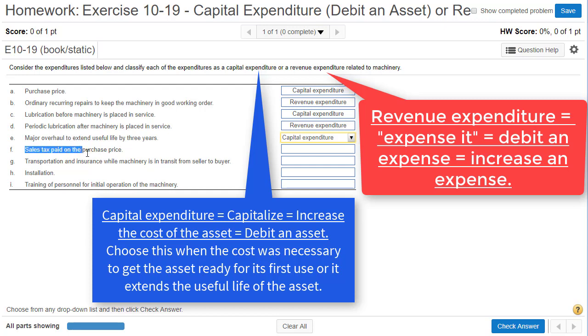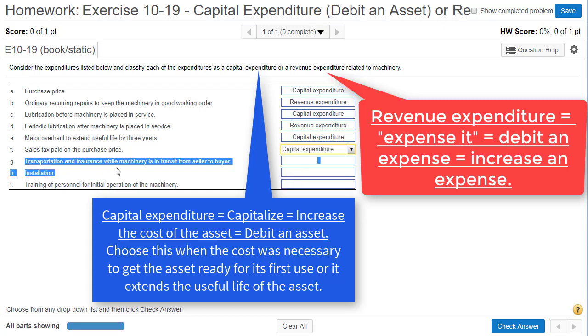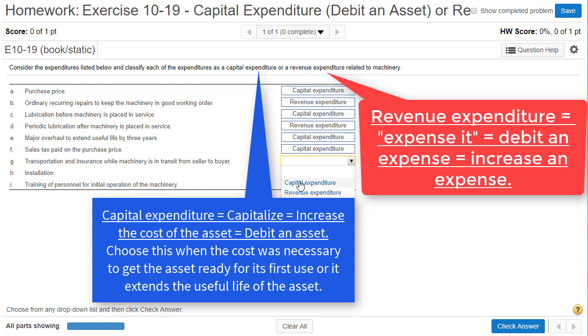And then we've got sales tax paid on the purchase price. So when we originally buy this machinery, if we had to pay sales tax, that's just part of the cost of the machinery. So we are going to capitalize or debit the machinery account. Then we've got transportation insurance while the machinery is in transit from the seller to the buyer. All right. So because this machinery is not yet ready for its intended use, and we need to pay the transportation insurance on the machinery to get it ready for its first use, that's part of the cost of the machinery. So you're just going to debit the machinery account called a capitalization.